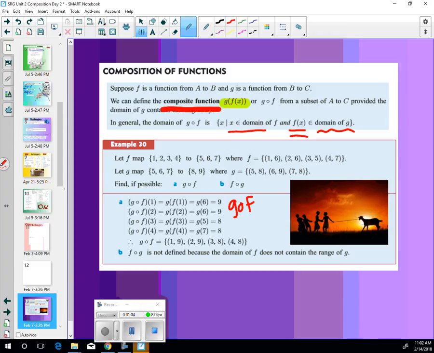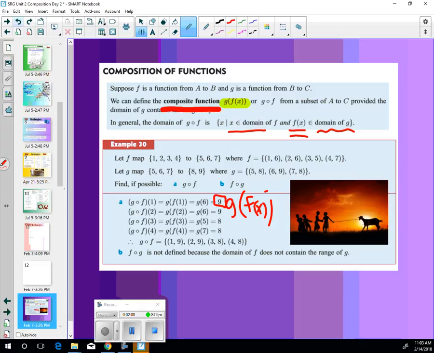And I don't like the g-circle-f symbol. I like g of f of x. That feels better to me. I don't know why. So we're going to start with (1, 6). And then when you go (1, 6), the 6, does it have a coordinate in the g? It does. And what's the y? 9. So for 1, g of f of 1, the y value is 9.